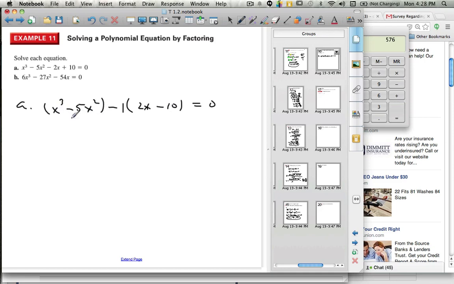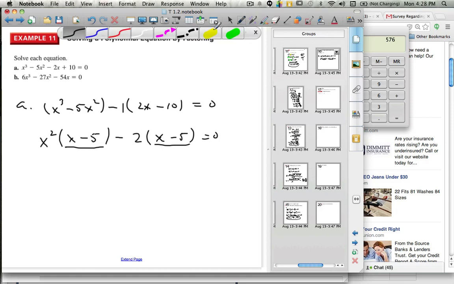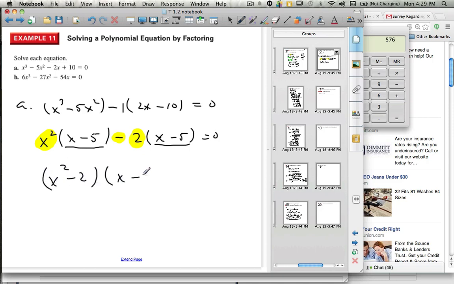Well, because I can factor something out of these, I can factor x squared out. And that's going to be x squared times x minus 5. And over here I could factor a 2 out. And that's going to be 2 times x minus 5. And when this binomial and this binomial are the same, I can successfully move on and factor by grouping. And I'm going to make a new binomial out of this, this, and this. So then I'll get x squared minus 2 times x minus 5 is equal to 0.